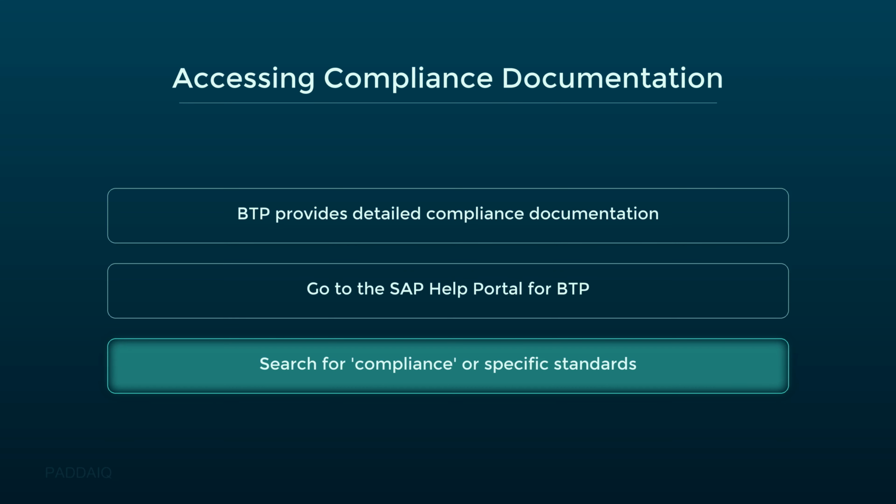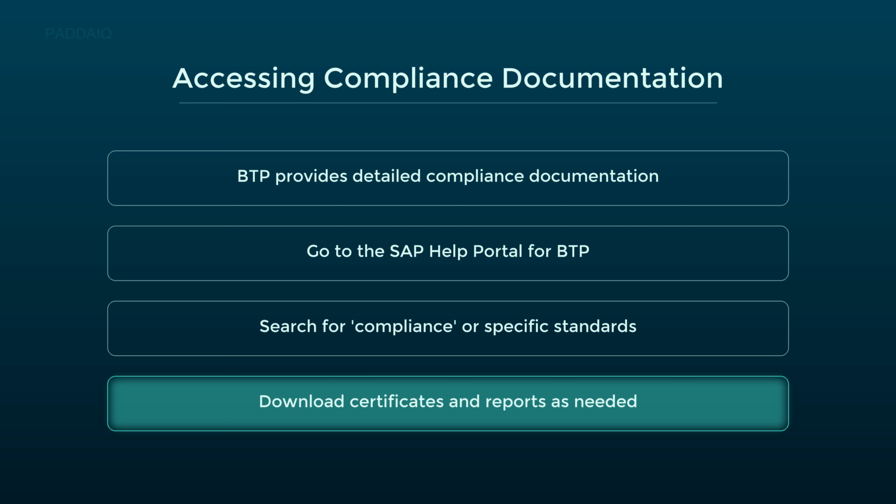Search for compliance or specific standards. This means using keywords in the SAP BTP cockpit to find official documents on regulations. For example, type GDPR to locate the General Data Protection Regulation compliance documentation. This direct approach ensures you quickly access the necessary legal and security information for your projects.